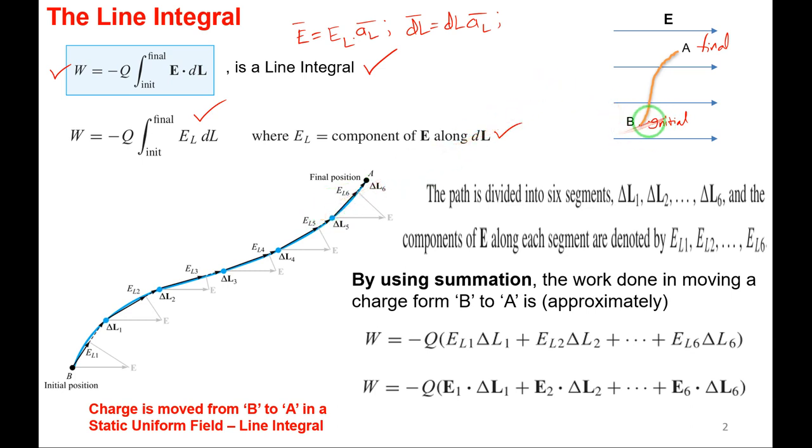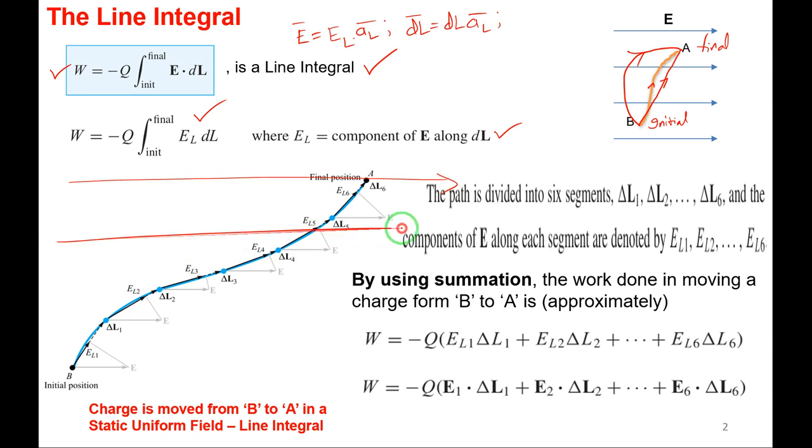This is the path we have chosen from B to A. We can choose a straight line path also from B to A, or this path, or this path. We can choose any path. But let me assume that the charge is moved along this path from B to A. The path has been shown here, and the field lines will be there everywhere.